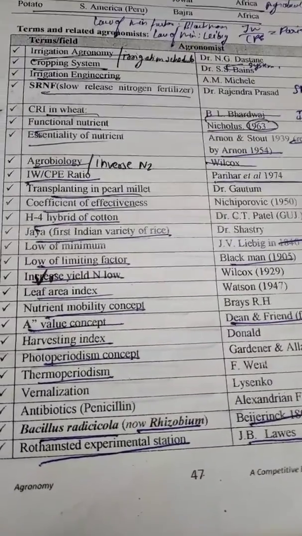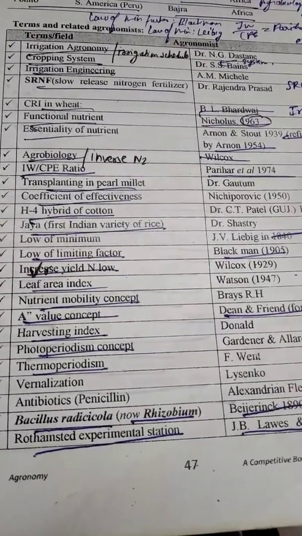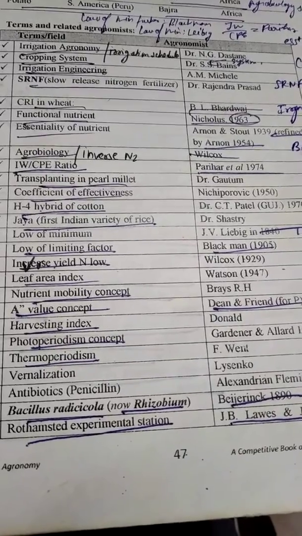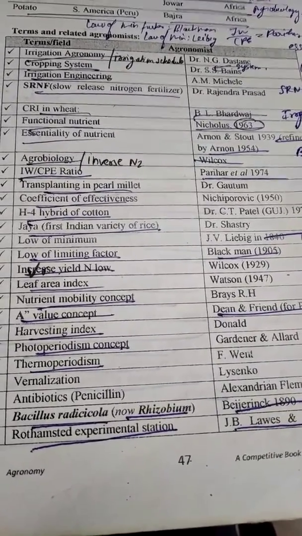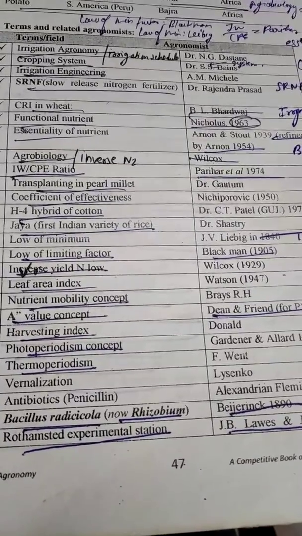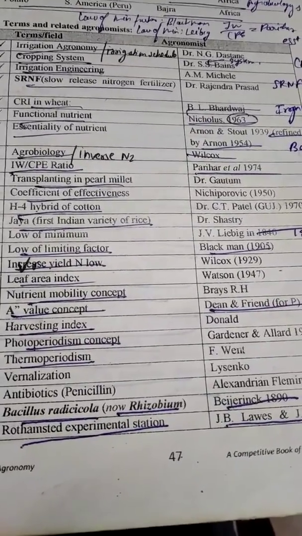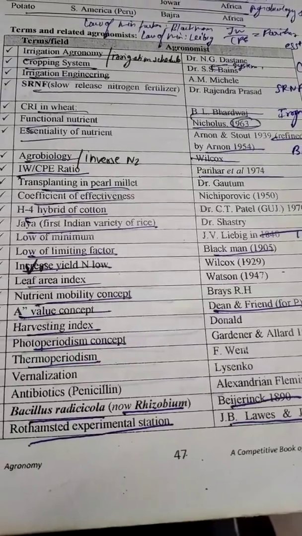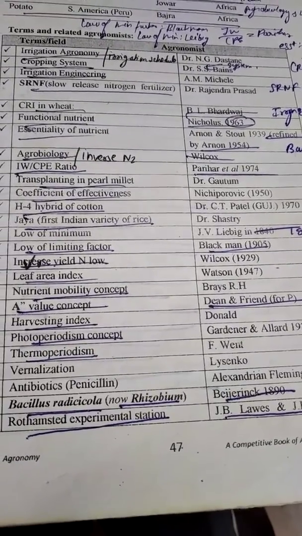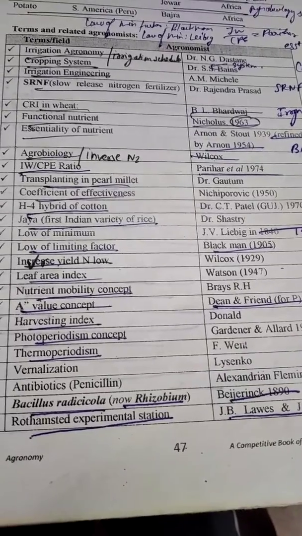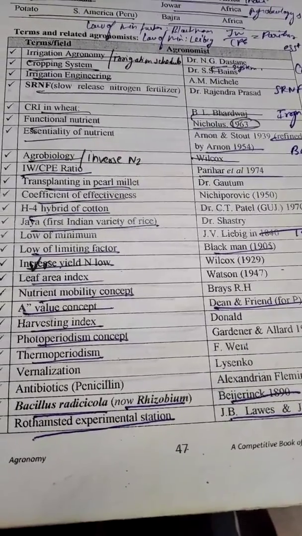BL Bhardwaj, CRI in wheat. Nicholas, functional nutrient. Arnon and Stout, essentiality of nutrients. Wilcox, agrobiology. IW upon CPE ratio, Parihar et al. Transplanting in pearl millet, Dr. Gautam. Coefficient of effectiveness, Nikki Provik. H4 of cotton, C.T. Patel. Jaya, which I asked in the question, it was developed by Dr. Shastri. It is the first Indian variety of rice.